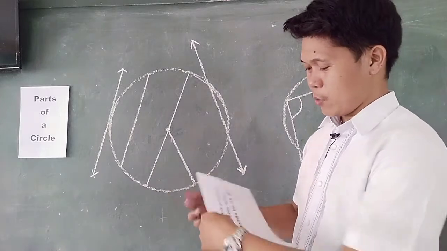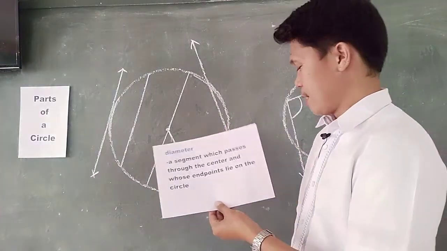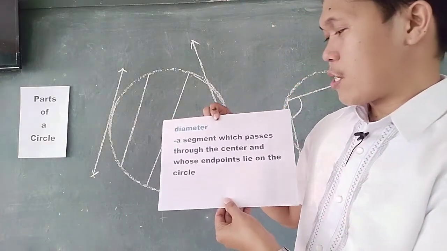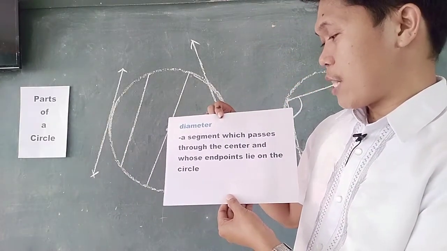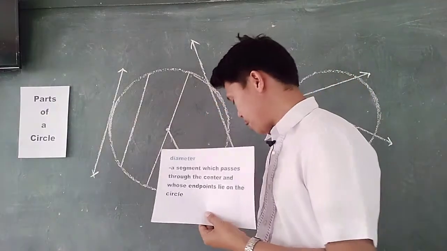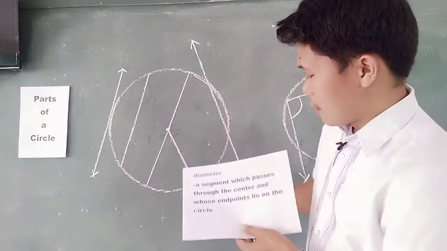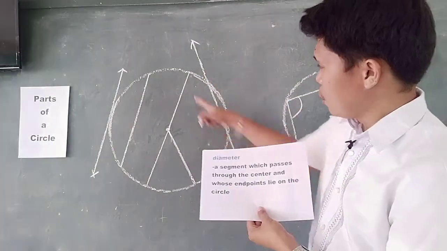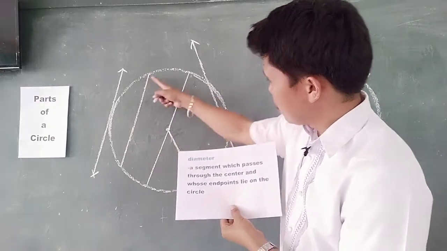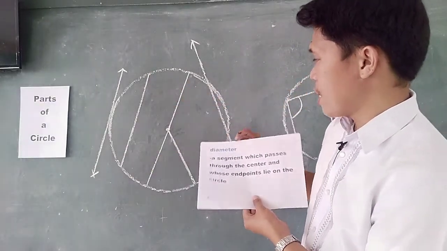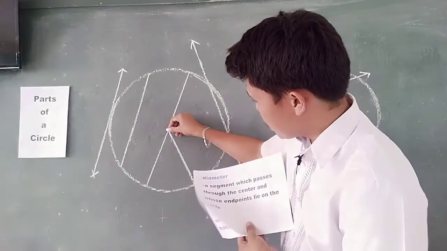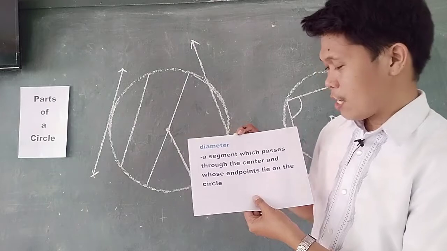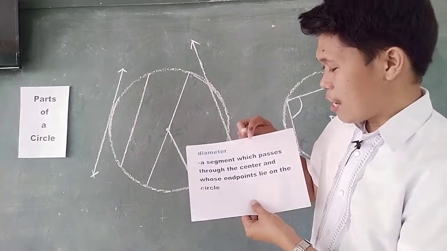The first one is this, what do we call the diameter? Okay. Saan ba dito ang diameter? A diameter is a segment which passes through the center and whose endpoints lie on the circle. So, anong ibig sabihin nito? Okay. Line segment daw, ibig sabihin, yung mga may endpoints, ganyan, and it passes through the center. So, dapat dumaan siya dito sa center of the circle, and then, ang dalawang endpoints, they lie on the circle.